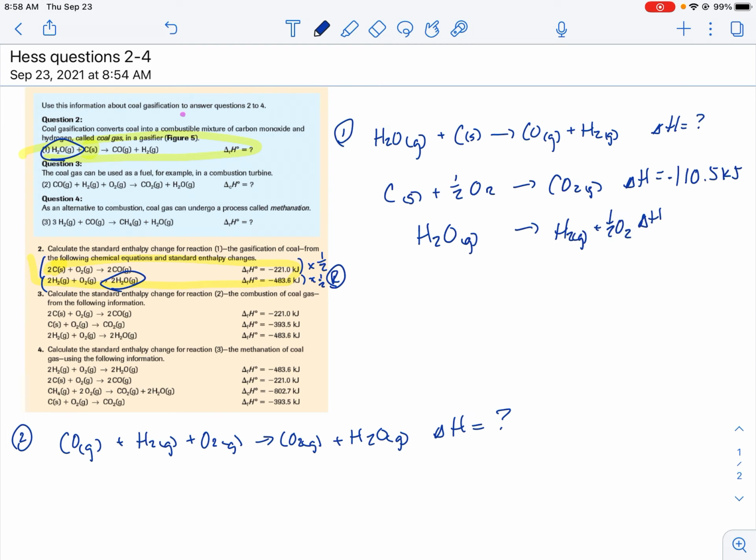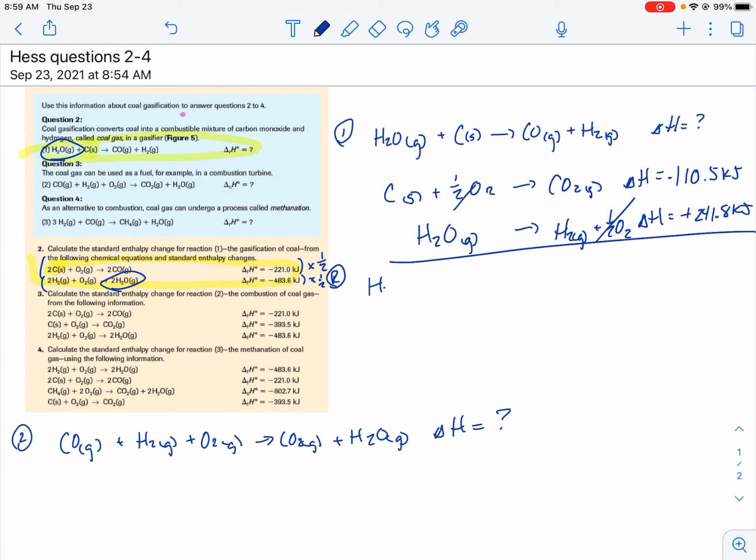Now, in this case, the enthalpy sign is going to be reversed. And so I've got the 483.6, but now it's going to be positive, 483.6 divided by 2, so it's positive 241.8 kilojoules. And you can see that my half and oxygens are going to cancel out.